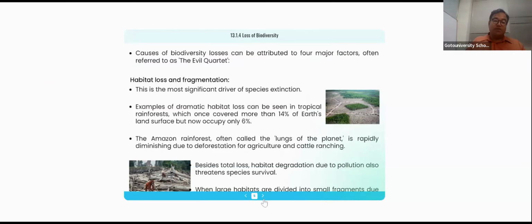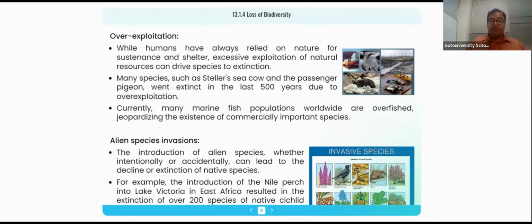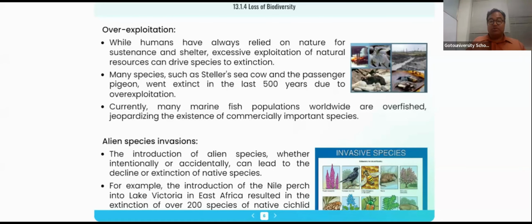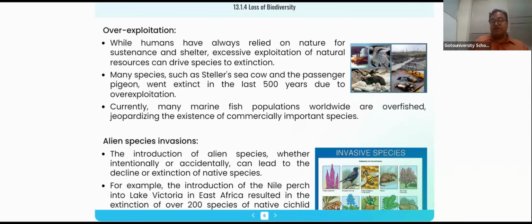Now we are entering into overexploitation. Humans have always relied on nature for sustenance and shelter. Excessive exploitation of natural resources can drive species to extinction. Steller's sea cow and passenger pigeons went extinct in the last 500 years due to overexploitation. Okay, and because of industrial pollution and municipal pollution, not only house pollution.